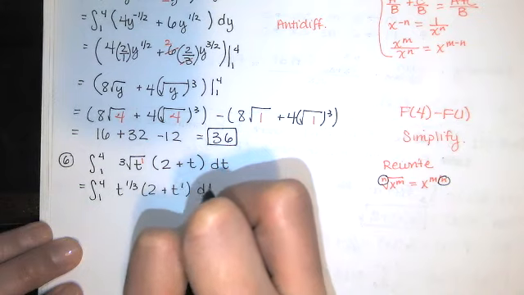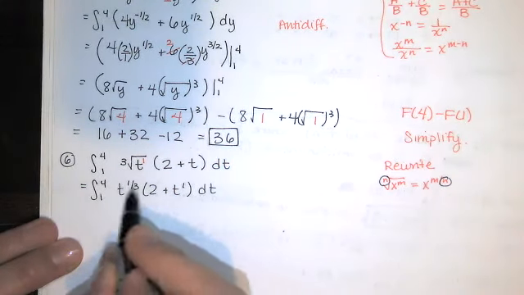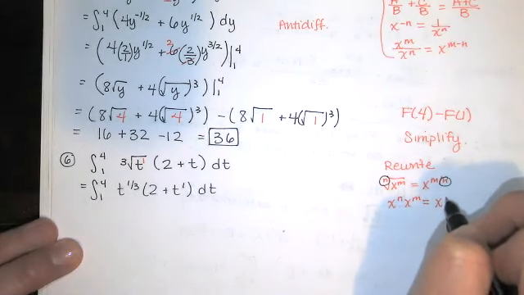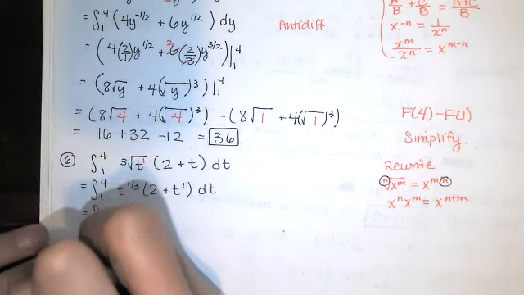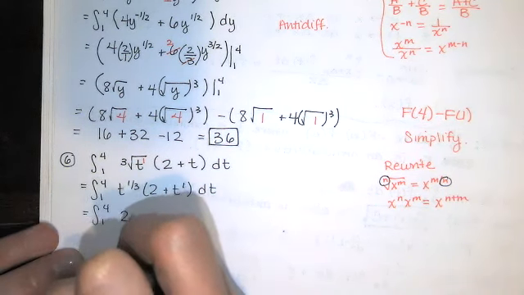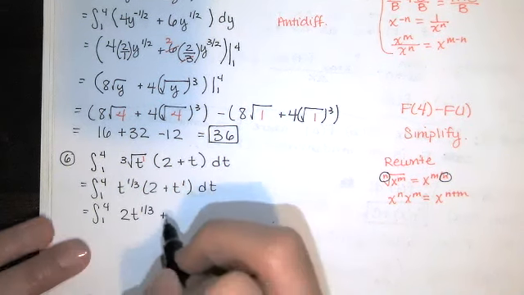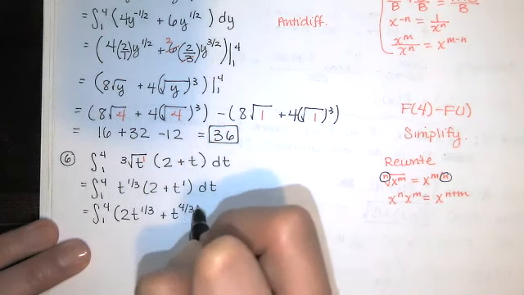And then we distribute. And remember that when you multiply those two powers of t together, since the bases are the same, you add the exponents. So this will be the integral from 1 to 4 of 2 times t to the 1/3, and t to the 1/3 times t to the 1st is t to the 1/3 plus 1, or t to the 4/3.